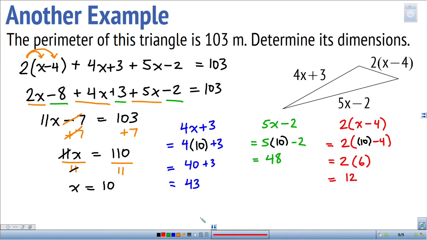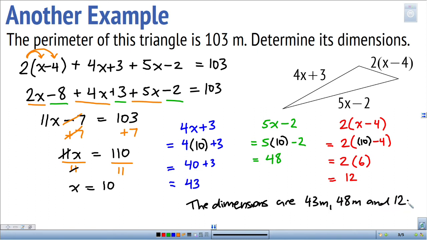All right. So we would say something like the dimensions are 43 meters, 48 meters, and 12 meters. If you add them up, 48 plus 12 is 60. 60 plus 43 is 103, which is what is stated.